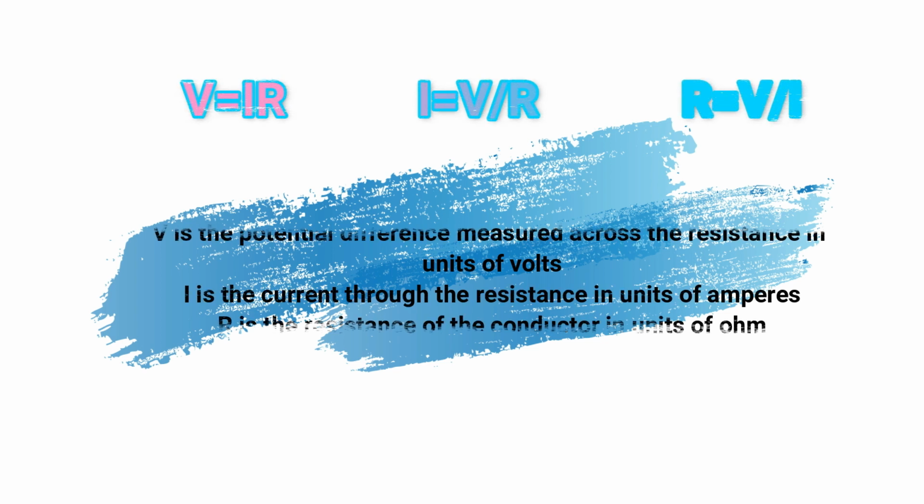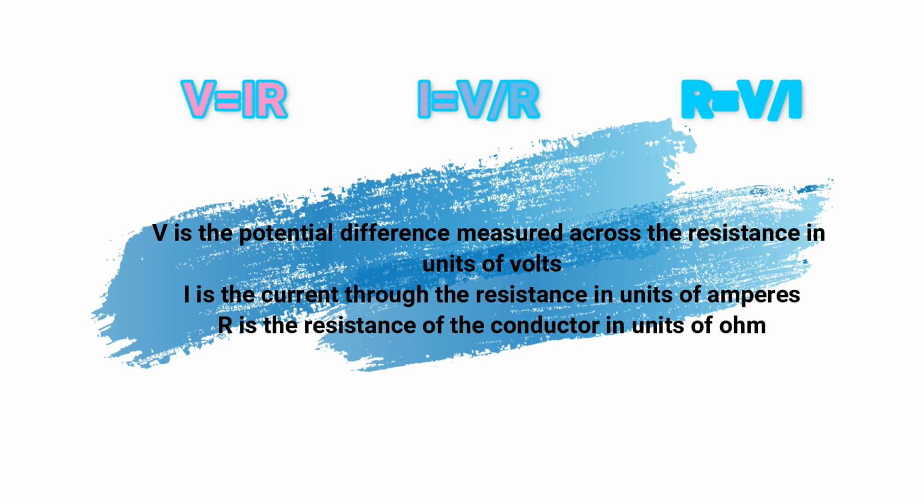The equation of Ohm's law is I equals V over R. V is the potential difference measured across the resistance in units of volts. I is the current through the resistance in units of amperes, and R is the resistance of the conductor in units of ohm.